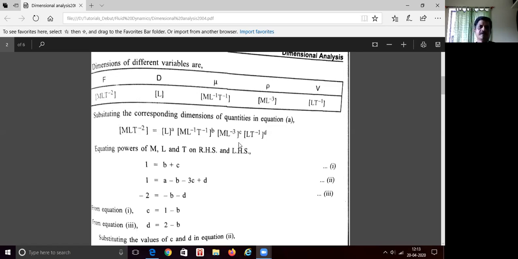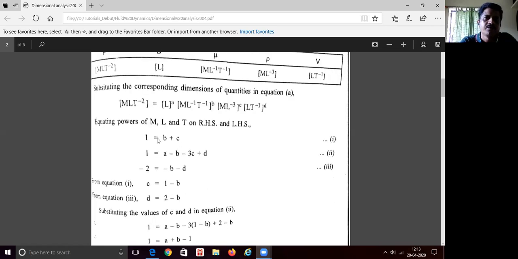From here onward, there are some tricks you have to use. See, the first one: 1 is equal to b plus c. What is that 1? 1 is the power of M on the left hand side.